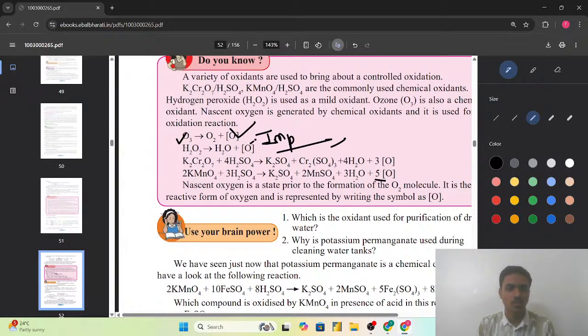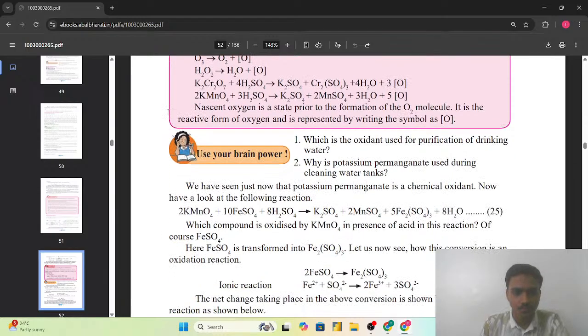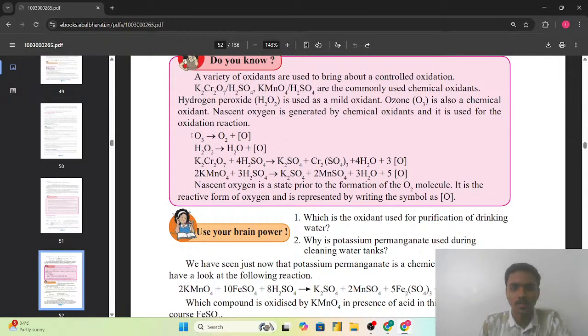So one nascent oxygen here, three molecules of nascent oxygen, five molecules of nascent oxygen. This is the one part which we have to keep in mind. We have to remember this. और आसानी सी बात है रिमेम्बर करना। O3 यानी ओजोन का रिएक्शन होगा, तो O2 निकल रहा है, एक ऑक्सीजन नेसेंट ऑक्सीजन मिलेगा, H2O2 में H2O निकल गया, एक नेसेंट ऑक्सीजन। पोटेशियम डाइक्रोमेट में 3 मिल रहे हैं और KMnO4 के साथ 5 मिल रहे हैं। That is a simple one.